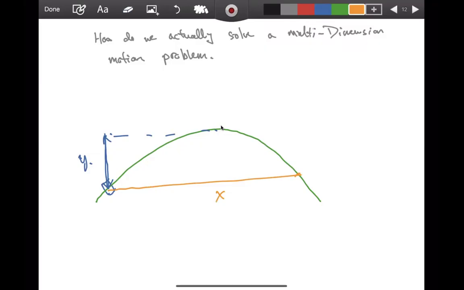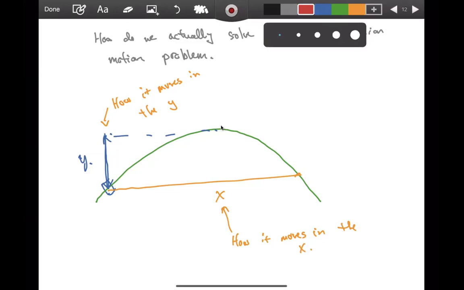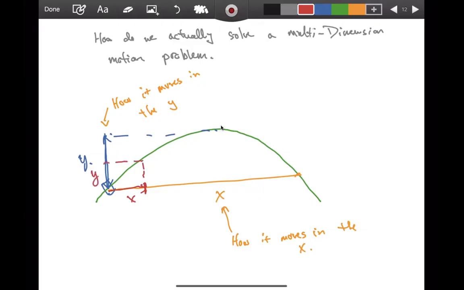Now, I said independently, but it's not exactly independent. This overall motion can be broken down into how it's moving in the Y direction, so how it moves in this direction, and then how it moves in the X direction. But how it moves in the Y direction is not independent of how it moves in the X direction, because something tells it that when the eraser is at this horizontal position X, it has to be at this vertical position Y.